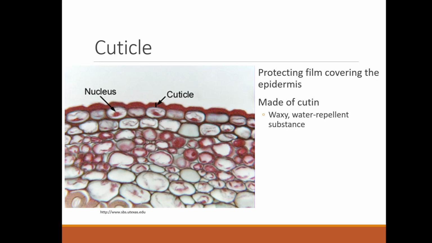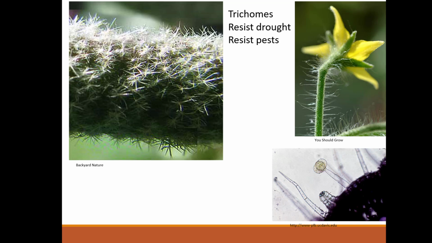Okay, the cuticle is on the outside of a stem, and this is a protective film covering the epidermis. Leaves have this as well. It's made of cutin, and it's waxy and water repellent. Some of the things you might see on the outside of a stem would be trichomes, and trichomes are these hairs that can actually be very uncomfortable to touch, and this helps resist drought and resist pests.